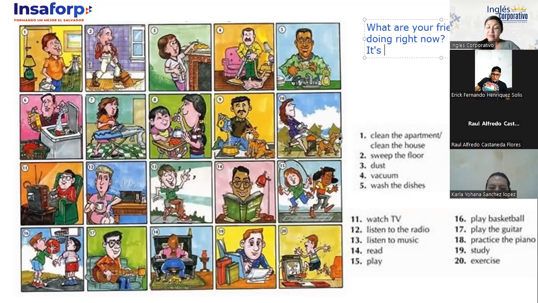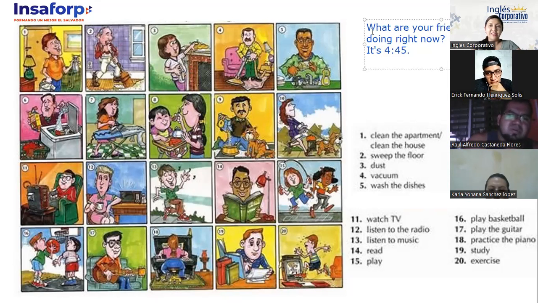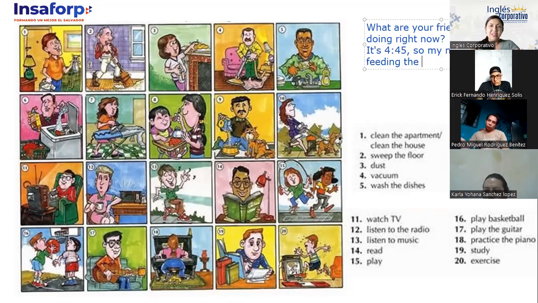It's 4:44 right now. Or let's say it's 4:45, okay? Or it's a quarter to five. So my mother is, what is my mother doing? My mother is feeding the chicken because she has chickens. My mother is feeding the chicken.